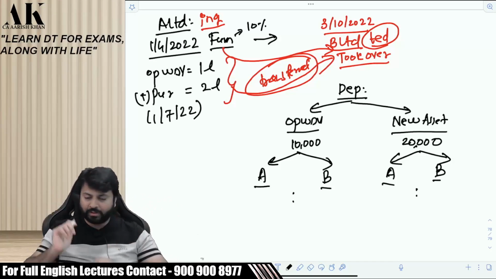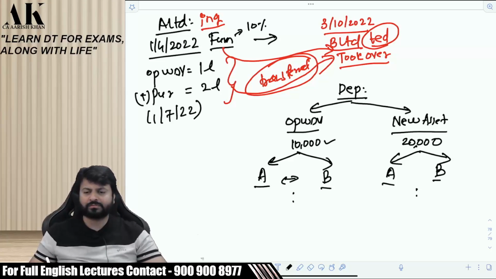So please tell me, what is the ratio of this 10,000 rupees between A and B? How many days has A used? How many days has A used? How 91? Are you mad or what? From 1st April to 2nd October, it is 91 or what?